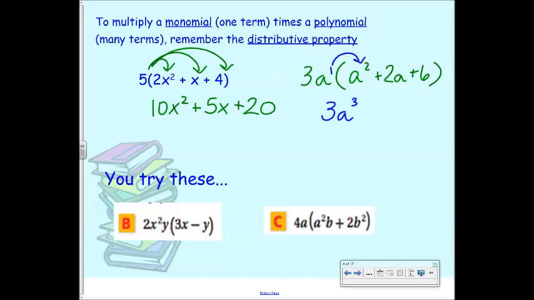What about this one? 6a2. Good, 6a2, because there's an a here and an a here. So now there's 2 a's. Guys, make sure you're writing these down. All right, and the last one. 18a. Good. 18 with just the 1a.